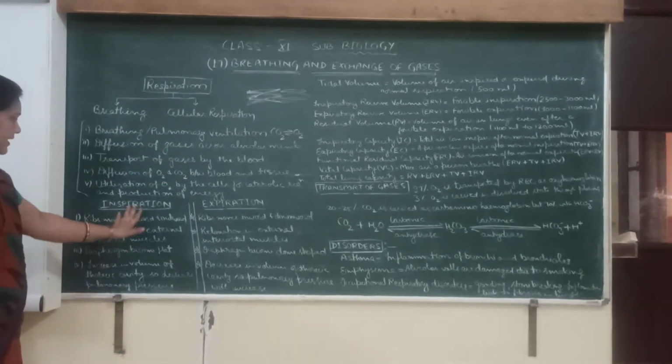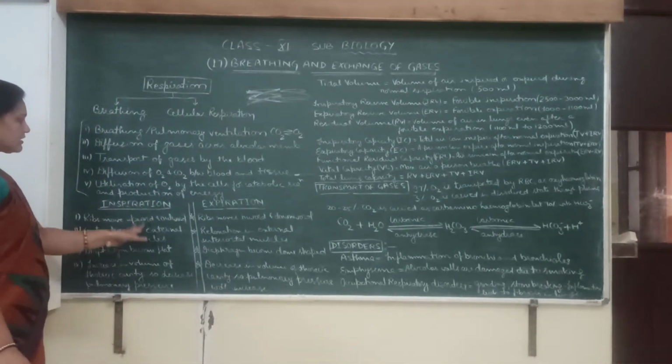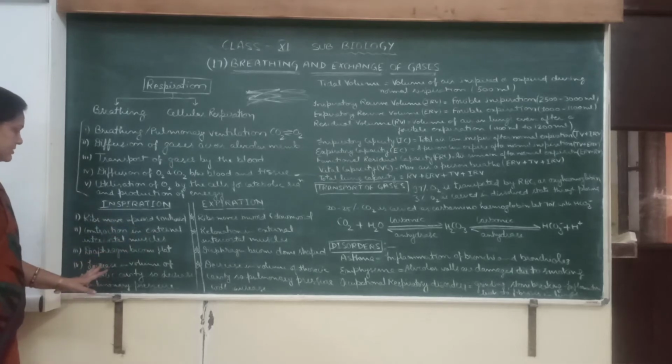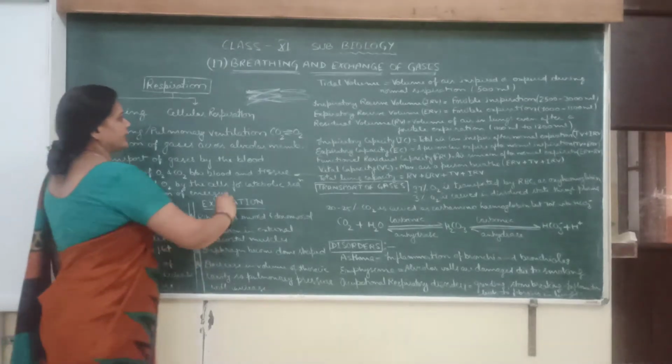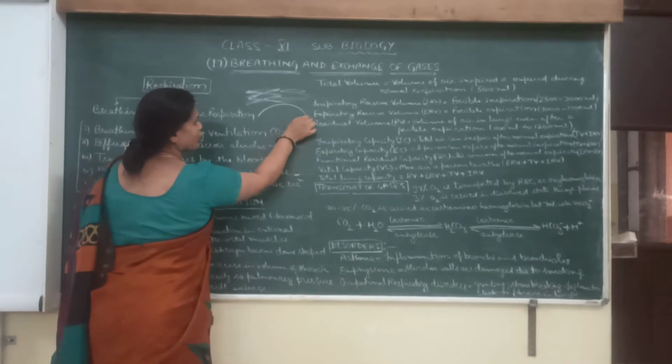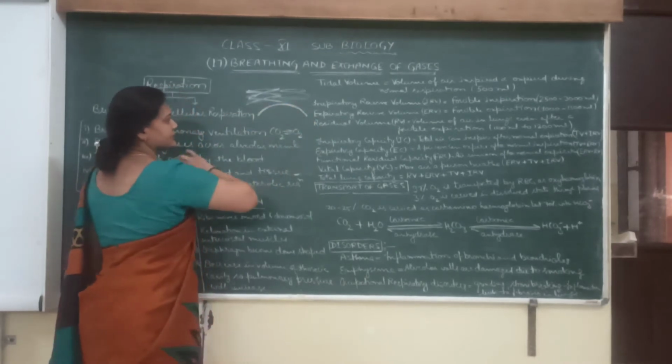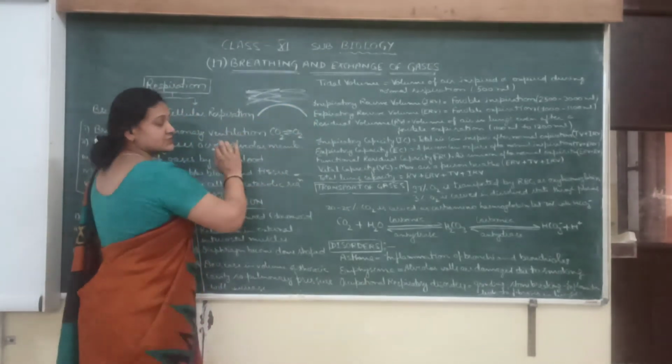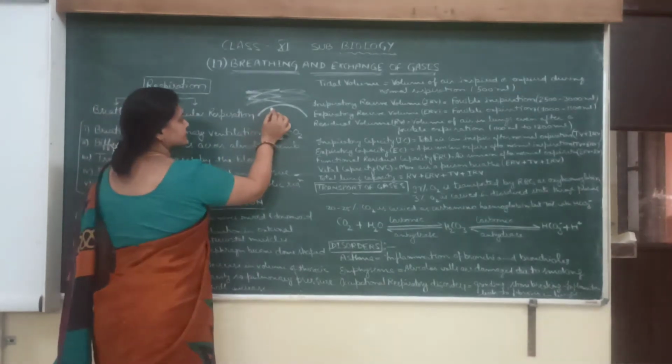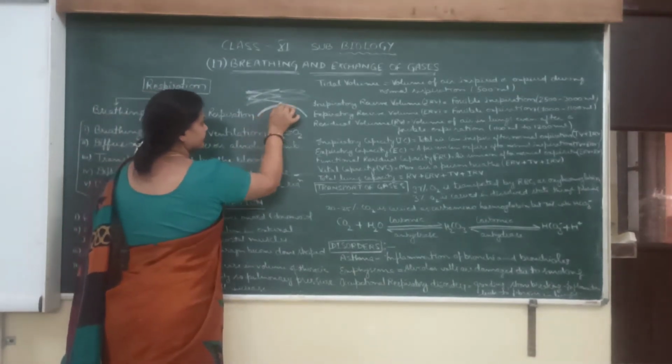So during inspiration, contraction occurs in the external intercostal muscles and the diaphragm becomes flat. The normal position of the diaphragm is dome shape. This is the normal position. So at the time of inspiration, at the time of inhalation, the diaphragm becomes flat.